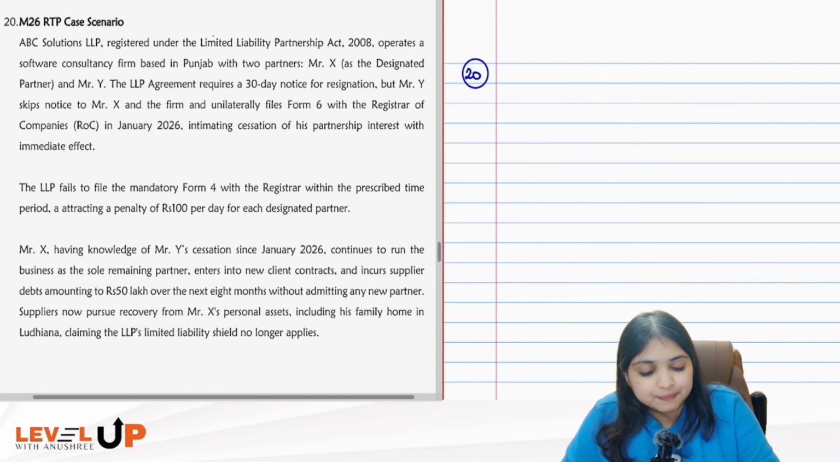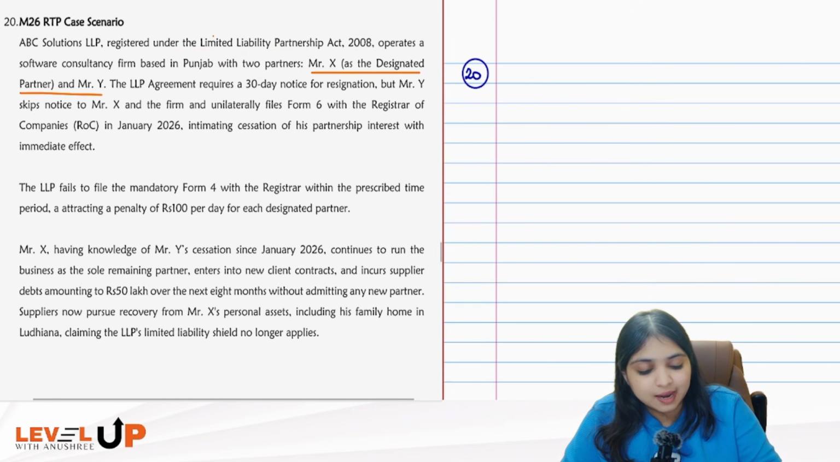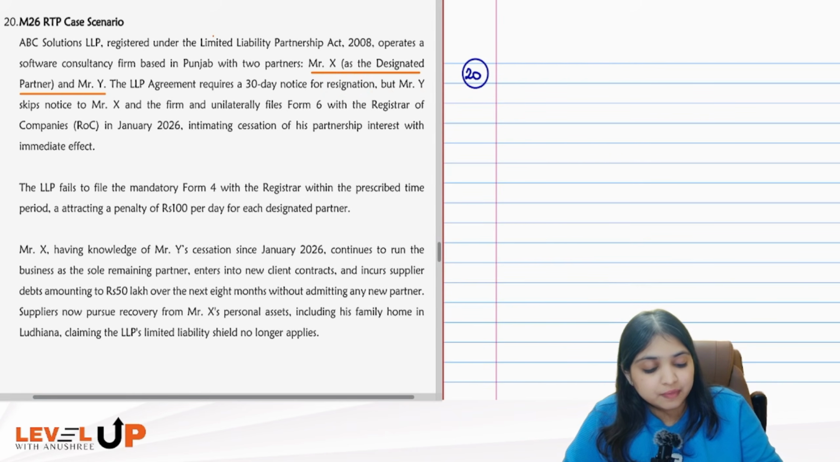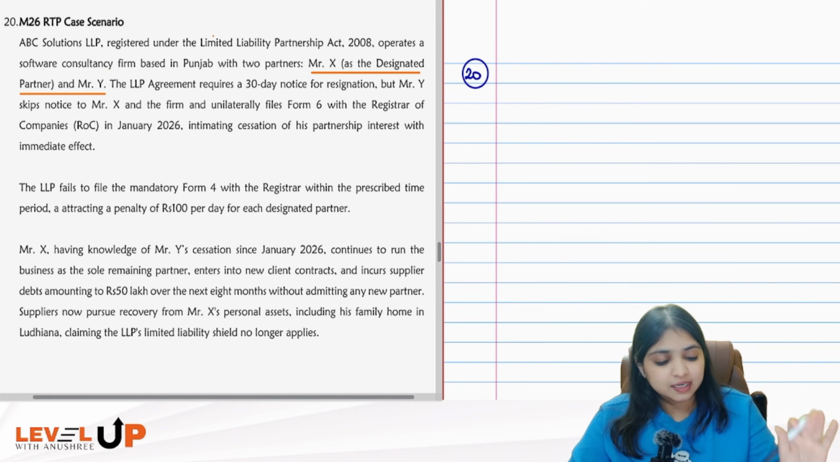APC Solutions LLP, registered under the LLP Act, operates a software consultancy firm based in Punjab with two partners. So there are only two partners, Mr. X, designated partner, and Mr. Y. LLP agreement requires 30 days notice for resignation, but Mr. Y skips notice to Mr. X and the firm and unilaterally files Form 6 with ROC. So in this LLP, there are two partners. One of the partners, Mr. Y, is resigning, but he is not giving any notice to the other partner. He is not giving a notice to LLP. He is directly informing the ROC.